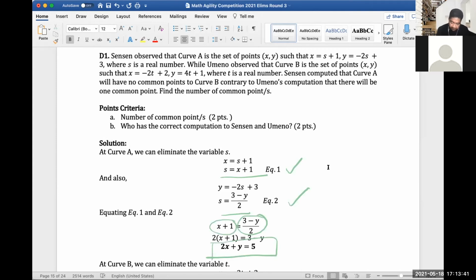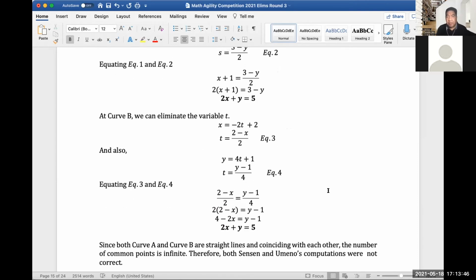And then let's solve for curve B. So at curve B, we can eliminate the variable t this time. So t in terms of x, t would be equal to 2 minus x over 2. That's equation 3. And then for y, y is equal to 4t plus 1. So t would be equal to y minus 1 all over 4. That's equation 4. So equating both equations 3 and 4, we will get again 2x plus y equals 5. So for curve B, that's the solution.